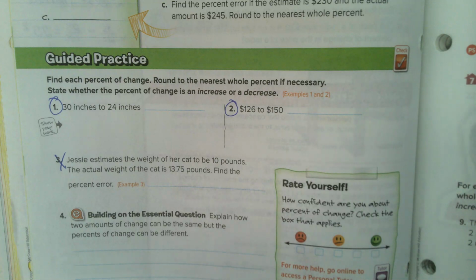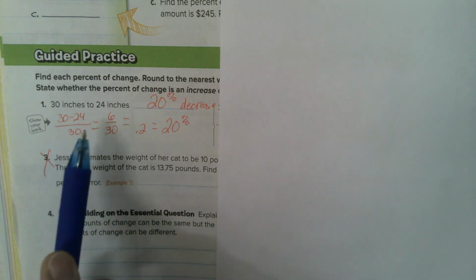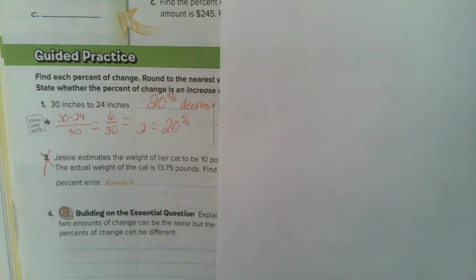Okay. So we end up in number 1 getting a 20% decrease. How? The difference, 30 minus 24 is 6. What was the original?